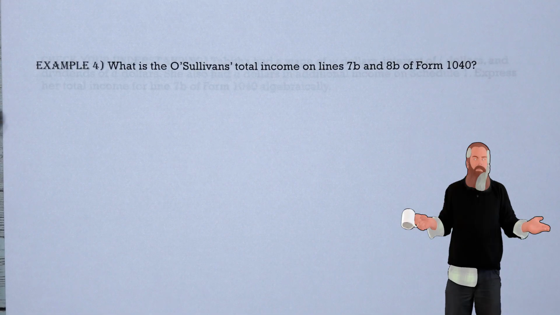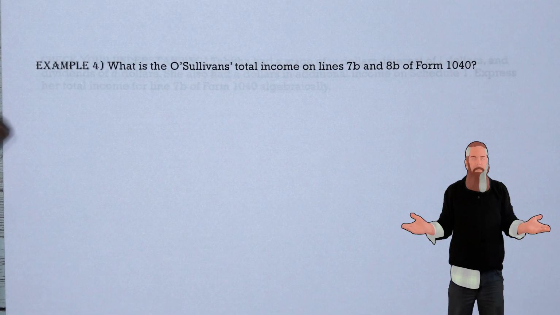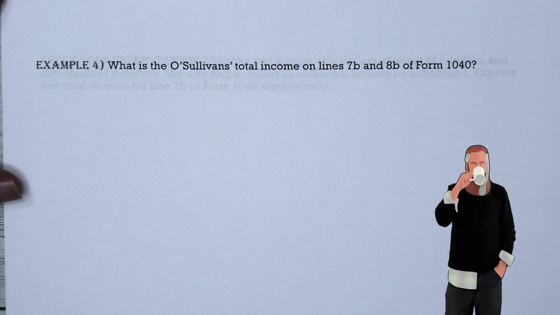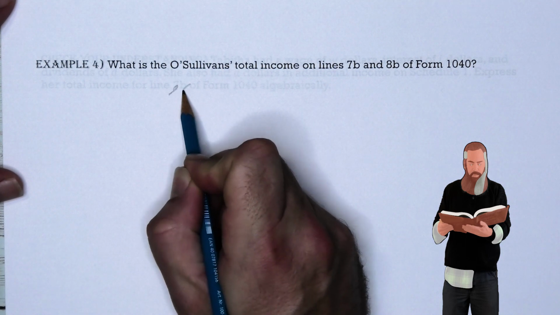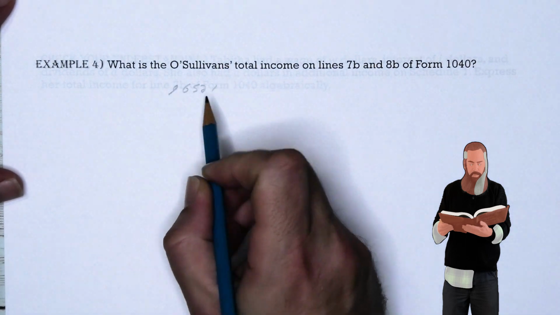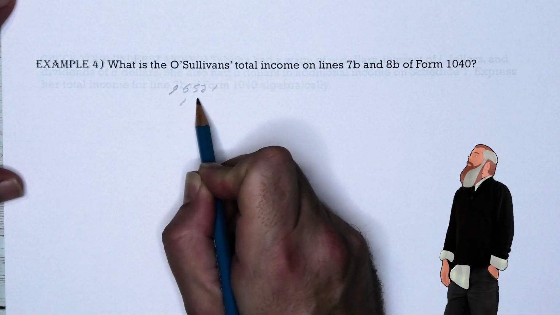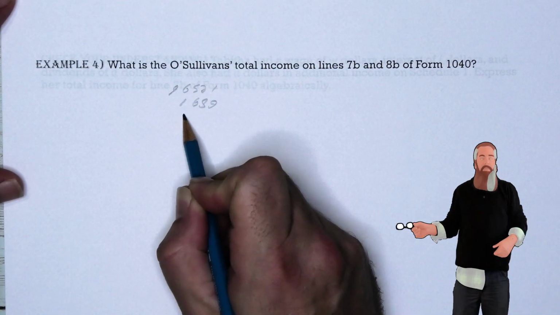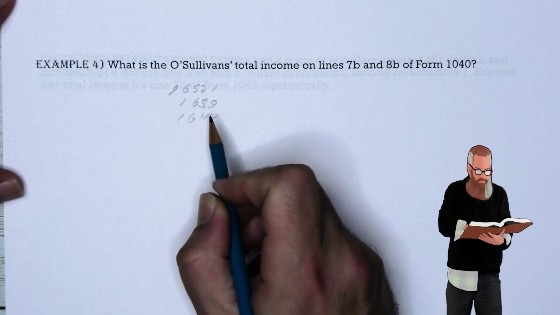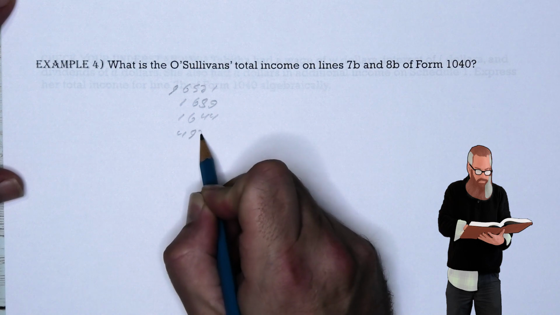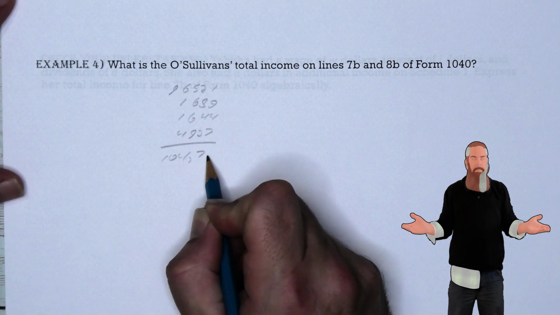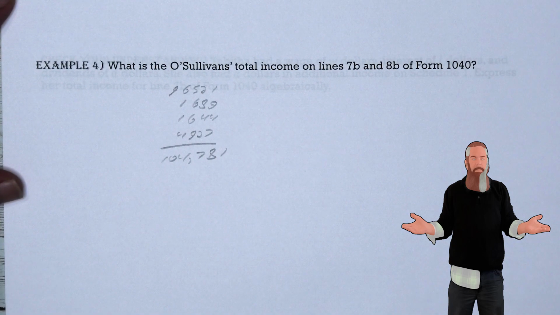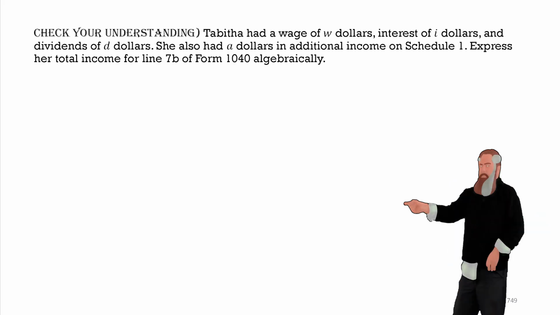Add the amounts from line 1, 2B, 3B, and 7A to find the entry for line 7B and line 8B. So $96,521 plus $1,689 plus the $1,644 and the $49.27 to get a total of $104,781. Let's check our understanding of this.